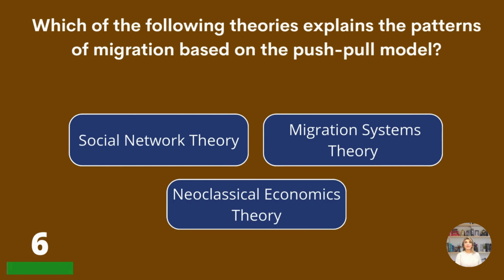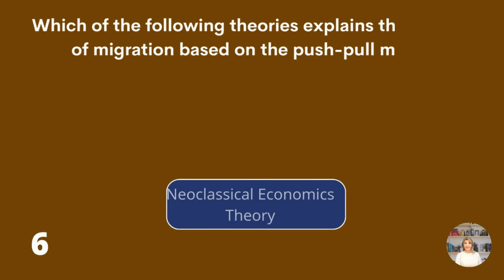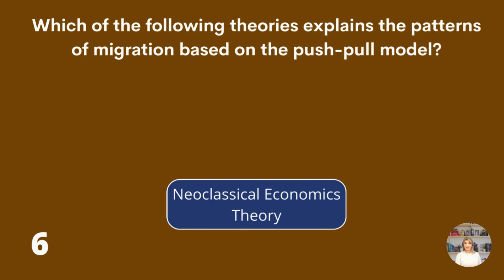Which of the following theories explains the patterns of migration based on the push-pull model? Social network theory, migration systems theory, or neoclassical economics theory? Neoclassical economics theory.